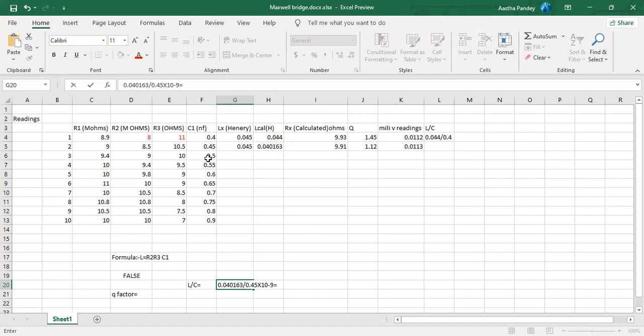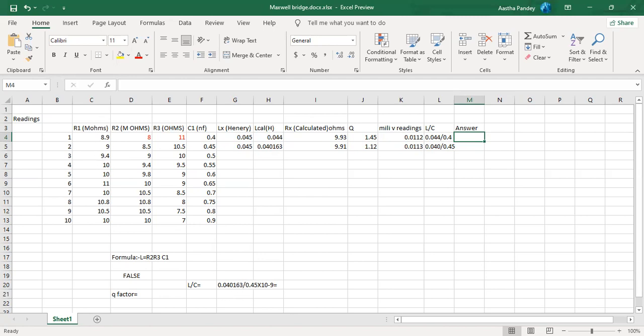And tell me what your L by C factor comes to. All of you do this calculation and write in the chat box quickly. Here I will write 0.040 divided by 0.45. This calculation you have to do, and here you can make one more column and write the answer. Whatever answer you get after dividing L by C, you have to write. In this way, you have to make this observation table in the exam. During the exam, you have to make the observation table, and you have to tell me from your side which value you want to take the reading.